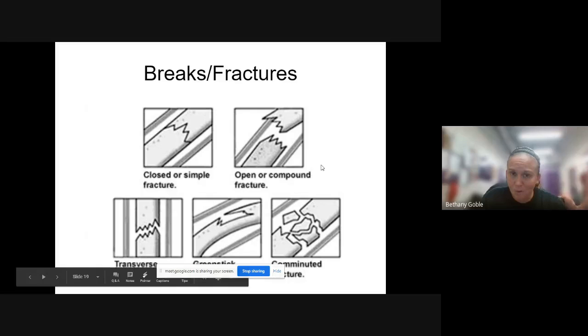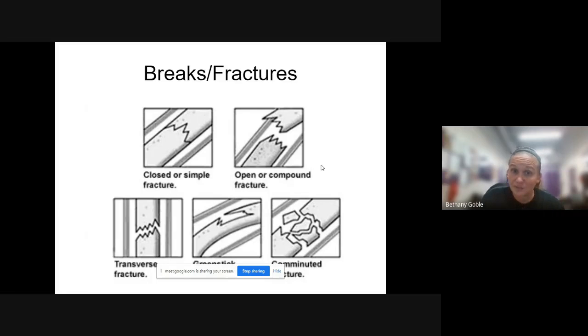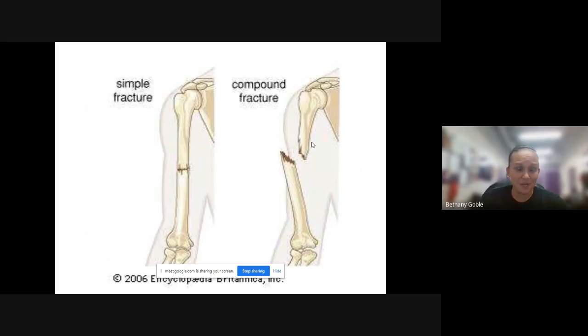All right. Now, I'm going to warn y'all, I don't know what slides, but some of these slides might have some gnarly pictures, so just be ready for it. Okay, this one's not too bad. Okay, so this is showing the difference between a simple closed fracture and a compound fracture. As you can see, the compound fracture, it's popping out of the skin.